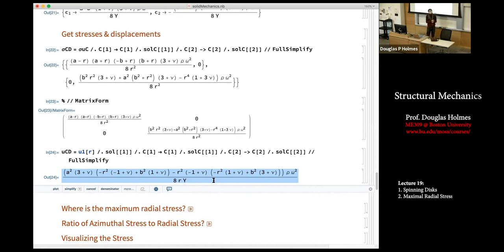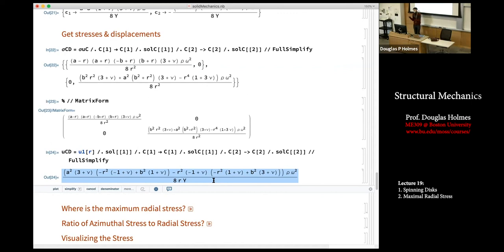How do you find where the maximum radial stress is? Did anyone get to this point? And if so, what did you do? If you didn't get to this point, what do you think you would do? Yeah, so what's being said in class here is, I'm asking you what the maximum radial stress is.